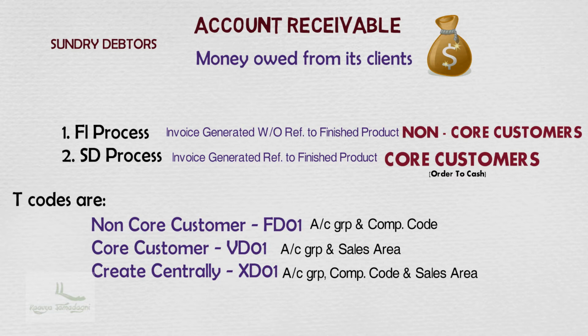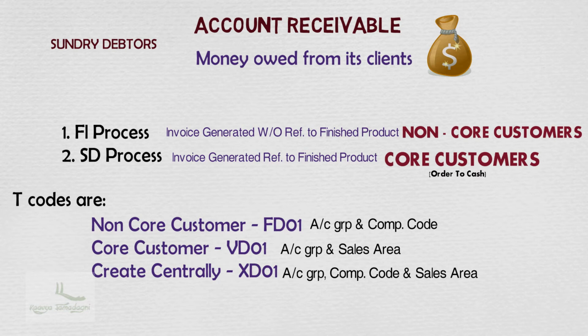So guys, to summarize, to create the customers you have got three ways. First is FD01, which is used to create the FI customer, that is only with the company code. The second way is by using the T code VD01, to create the SD customer only with the sales organization, distribution channel and division. And the third way is by using the T code XD01, wherein we can create the customer centrally with the company code, sales organization, distribution channel and division.